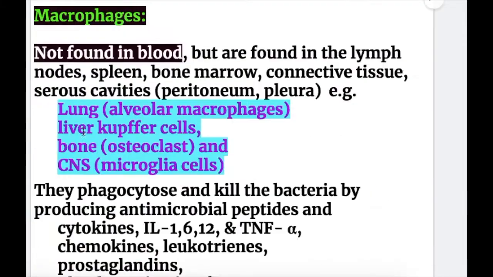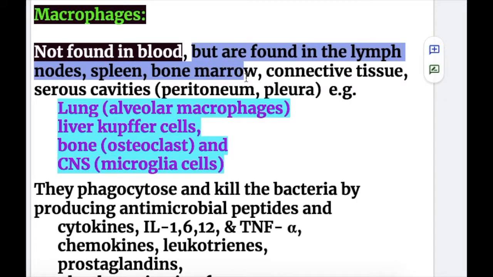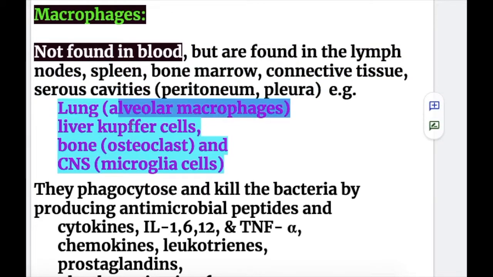Now, macrophages. Macrophages are not found in the blood, but they are found in the lymph nodes, spleen, bone marrow, tissue, serous cavities like peritoneum and pleura. And the examples of macrophages are alveolar macrophages in the lung, Kupffer cells in the liver, osteoclasts in the bone, and microglia in the CNS. So, alveolar macrophages, Kupffer cells, osteoclasts, and microglia cells in the CNS are macrophages.